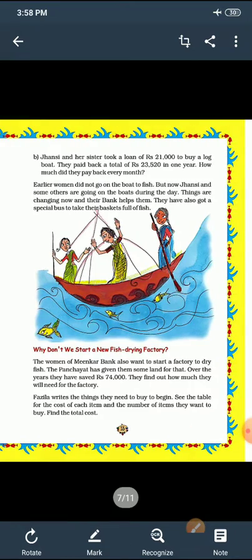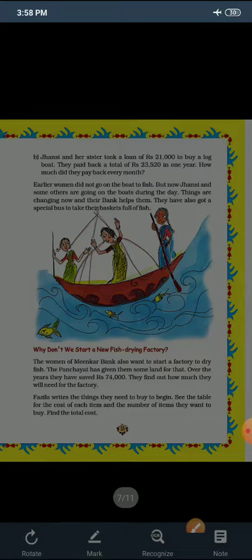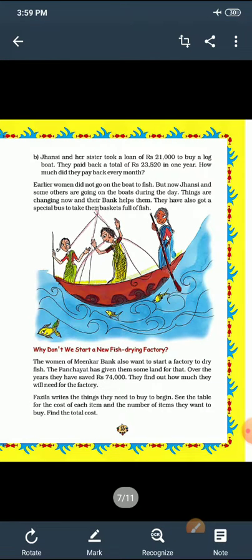Now here it is Jhansi and her sister took a loan of 21,000 to buy a log boat. They paid back total of 23,520 in 1 year. So Jhansi and her sister took a loan. Now they have returned it also. The total amount returned by them was 23,520. So you have to find how much money they have returned in a month.